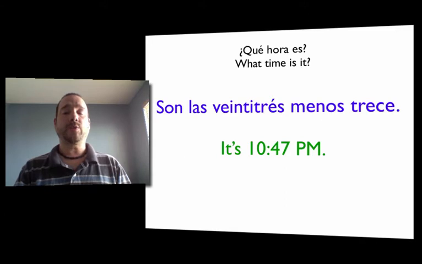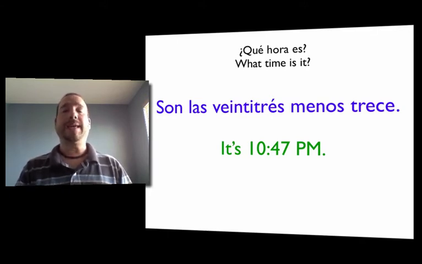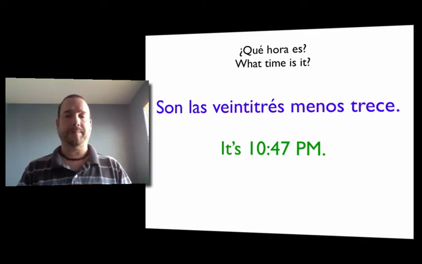Remember, when we have a minus, we have to subtract both from the hour side and the minute side. So we subtract 1 from the hour, 11 minus 1 is 10, and we subtract 13 from 60, that gives us 47. So it's 10:47 p.m. Again, remember we can read these ones backwards with menos. It's 13 to 11 p.m.